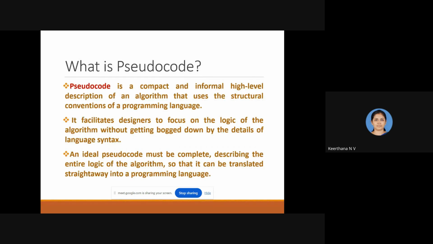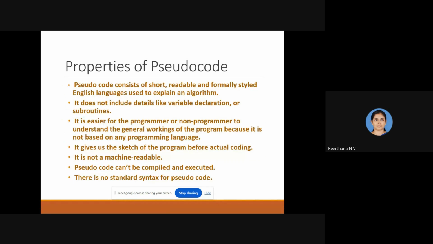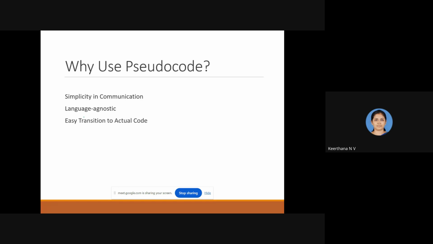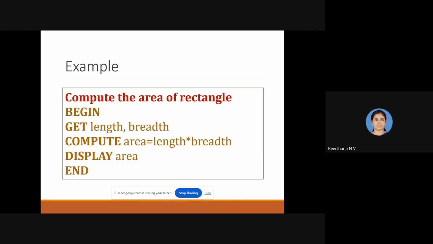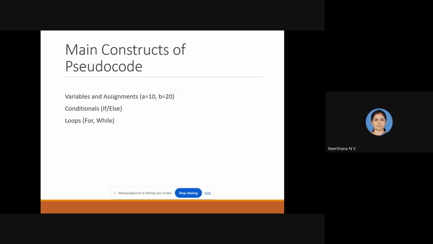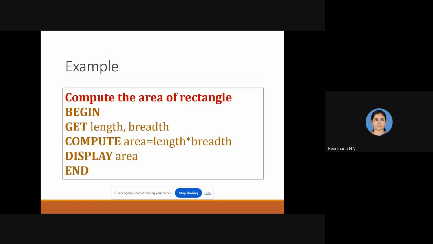And pseudocode, this is formally known as looking like a programming language, but it is not an exact programming language. These are the properties. And why do you use pseudocode? It is simplicity. That's why it is very simple to write a pseudocode. And these are the rules for writing a pseudocode. And this is an example. For example, this will be a pseudocode.